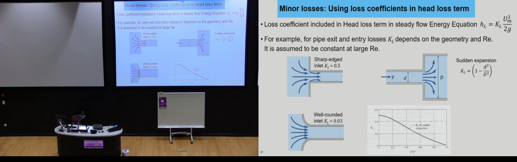I saw a hand up over here, yes? Wait, so for V, is that the initial velocity before the flow meets the sharp edge? Yeah, the inlet? Yeah, it's the mean velocity before you meet the change in the geometry.